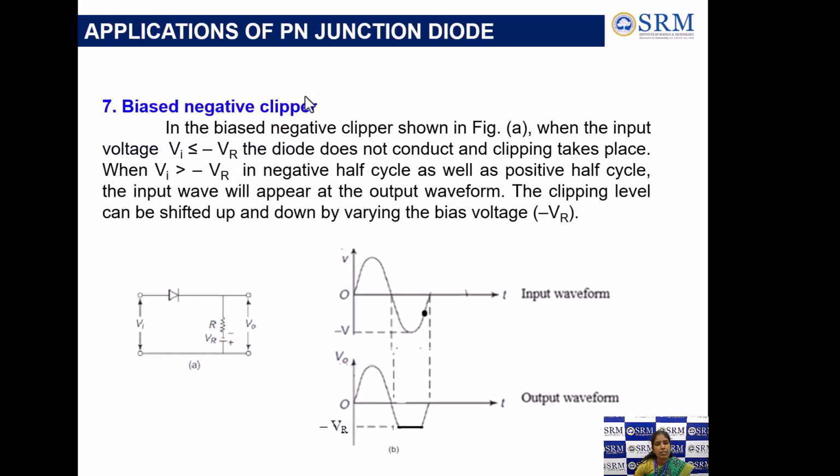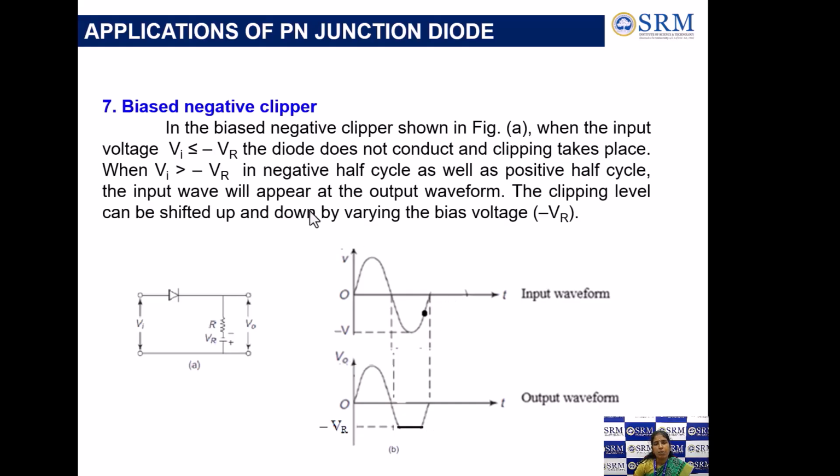Similarly, in the biased negative clipper, we are connecting the diode in such a way that the input is given to the anode part of the diode, so that it conducts the positive half cycle fully, but we are going to have a small portion of the negative half cycle. When the input voltage is less than minus VR, the diode doesn't conduct and the clipping takes place, but when the input is greater than minus VR, the diode will conduct that negative half cycle.